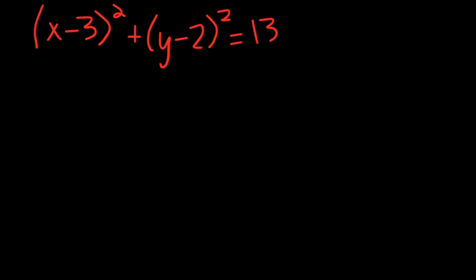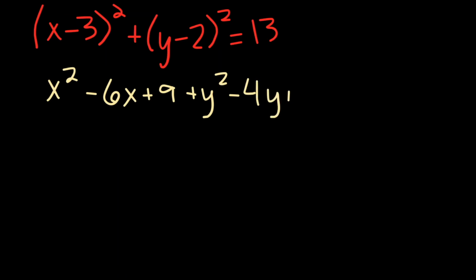This formula is taken from chapter 6 in our textbook, and we're going to convert this formula into polar form. So the first thing to do is we have to expand this formula by foiling everything out and adding it all together on one side to get this long formula equals 13.